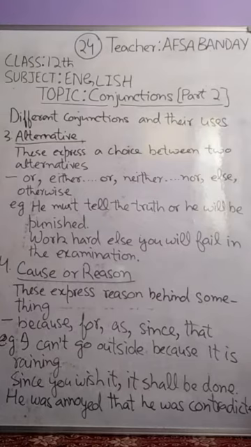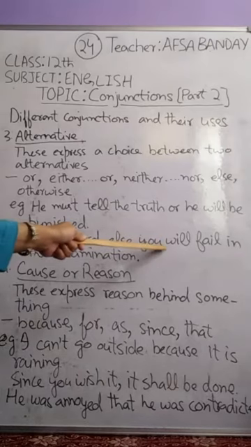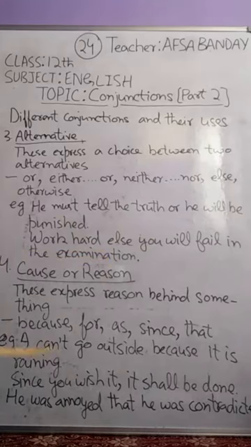Number three, alternatives. These conjunctions express a choice between two alternatives, and it includes or, either or, neither nor, else, otherwise. For example, he must tell the truth or he will be punished. So there is a choice: telling the truth or getting the punishment. Next example, work hard else you will fail in the examination. So again there is a choice, either you work hard or there will be a failure in the examination. So the choice is up to you. Neither and nor are used when there is a negative choice on both sides.